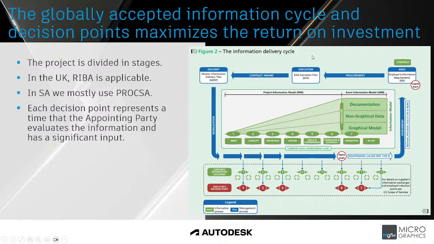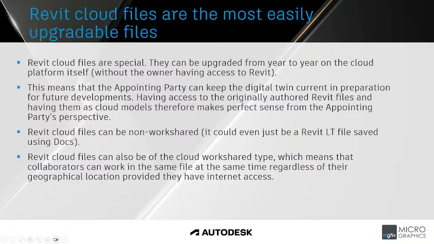And if you follow that process, you stand a good chance of maximizing the return on your investment on your built asset. So we've all got responsibilities. All right, then Revit cloud files are the most easily upgradable files. They're special. They can be upgraded from year to year on the cloud platform itself without having access to Revit. It means that the appointing party can keep the digital current in preparation for future developments. Having access to the originally authored Revit files and having them as cloud models, two things, therefore makes perfect sense from the appointing party perspective.